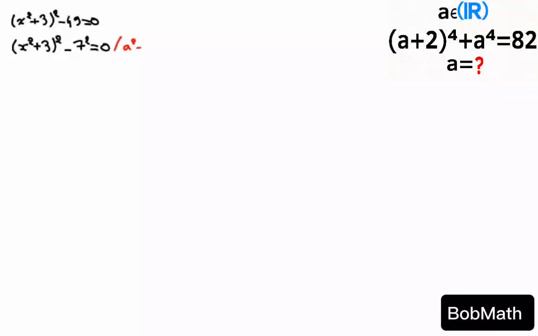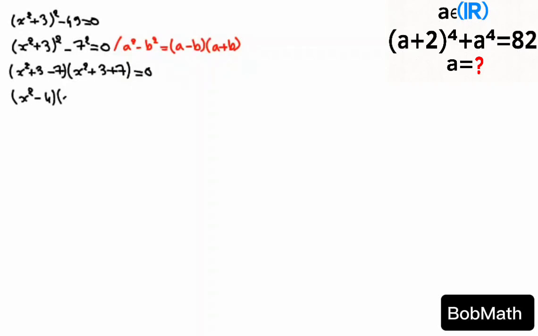And we have a^2 - b^2 = (a - b)(a + b). So we will apply this property in this example. Therefore (x^2 + 3 - 7)(x^2 + 3 + 7) = 0. Therefore (x^2 - 4)(x^2 + 10) = 0. We know that x^2 is greater than or equal to 0. Therefore x^2 + 10 is greater than or equal to 10, so greater than 0.